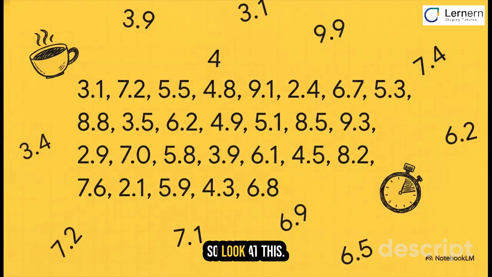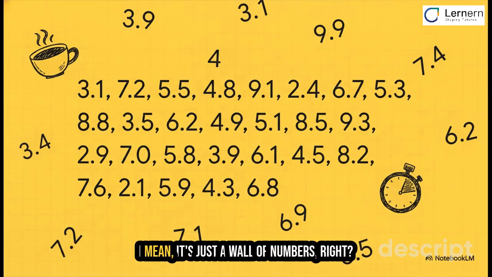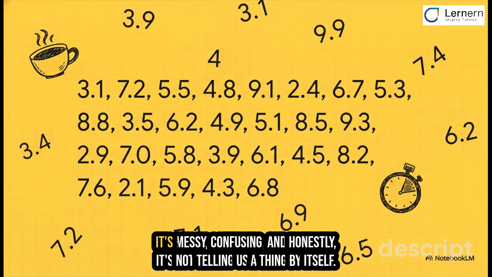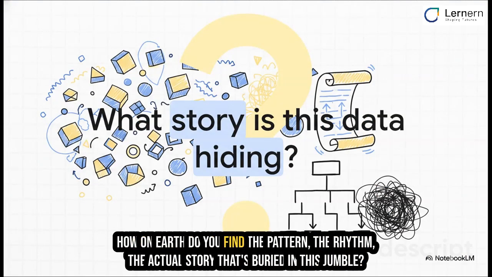Okay, so look at this. Let's imagine these are customer wait times in minutes at your favorite local coffee shop. I mean, it's just a wall of numbers, right? Some are short, some are long. It's messy, confusing, and honestly, it's not telling us a thing by itself. So the big question is, what do you do with this? How on earth do you find the pattern, the rhythm, the actual story that's buried in this jumble?